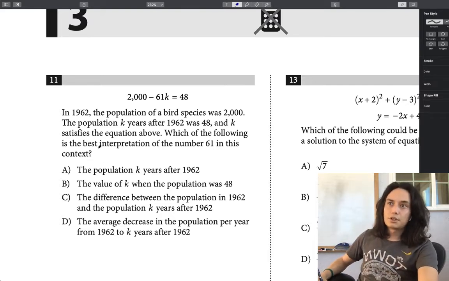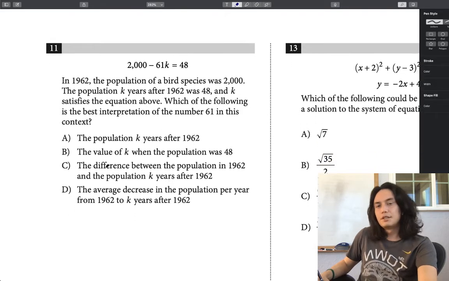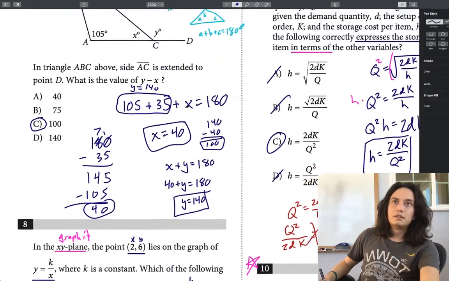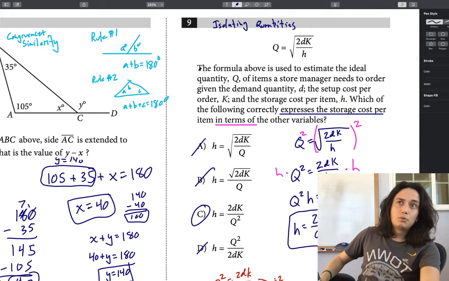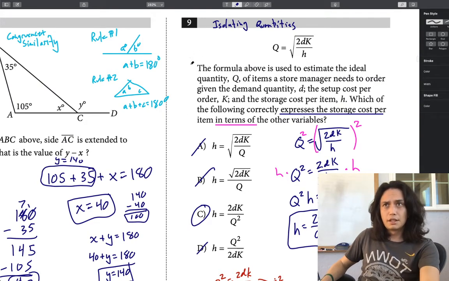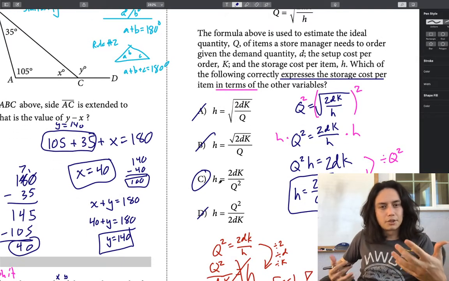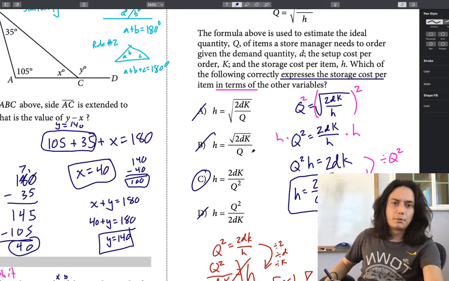Here, the question is, how can we interpret in English what this number 61 means? And then all of the answer choices are in English. They're English concepts, the population, K, the value of K when the population was this, the difference between this and that. These are English language concepts. Whereas in our isolating quantities question, this is question 9, we had the equation, we had this English language description of what the equation means, but the answer choices never interacted with the English language descriptions, right? The answer choice, if you remember, is all just about moving things around in the right way.